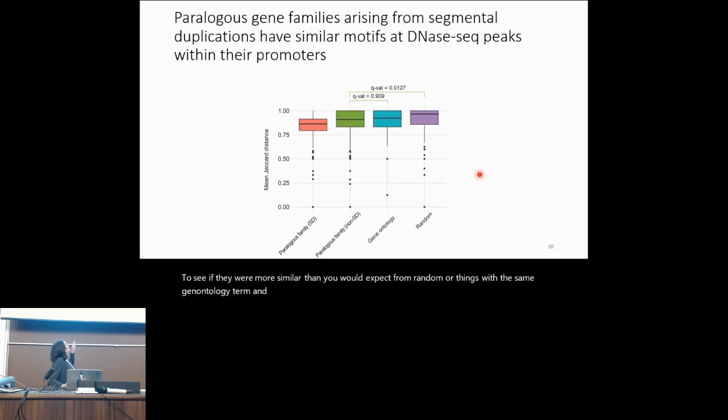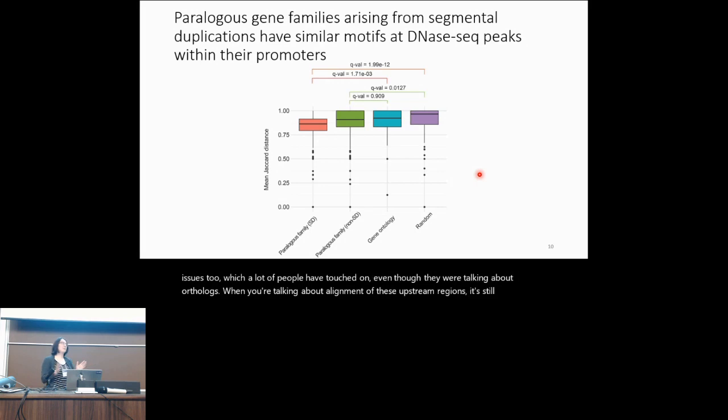And so it wasn't significant for the paralogous families that were non-segmentally duplicated, but it was significant for the paralogous families that were. One of the issues too, which a lot of people have touched on, even though they were talking about orthologs, is that when you're talking about alignment of these upstream regions, it's still just as difficult with paralogs because they evolve over time, and the transcription factor motifs are so small that when you do these global alignments, it has a hard time telling you whether or not those are still there.